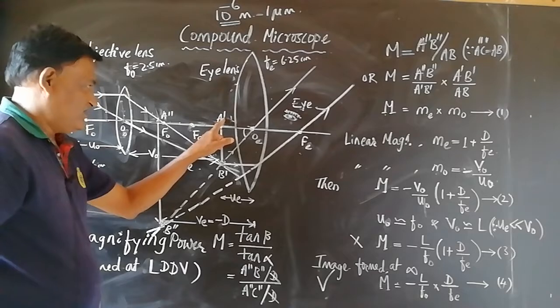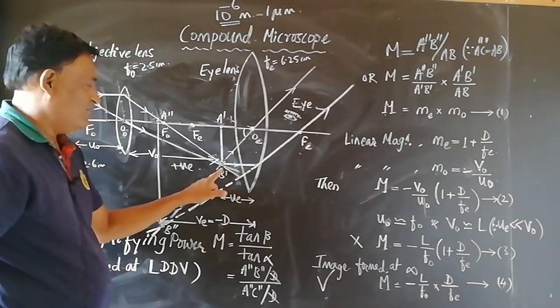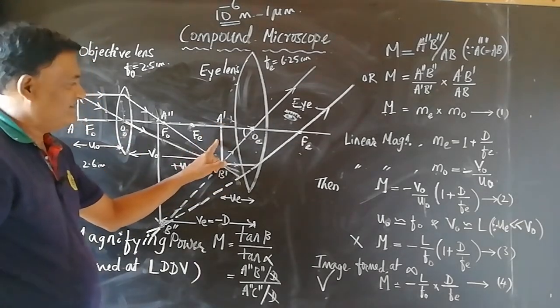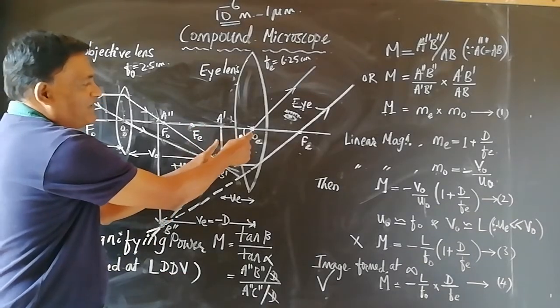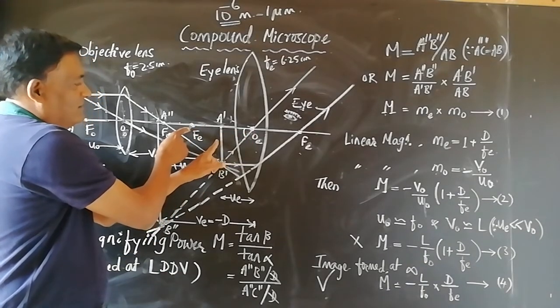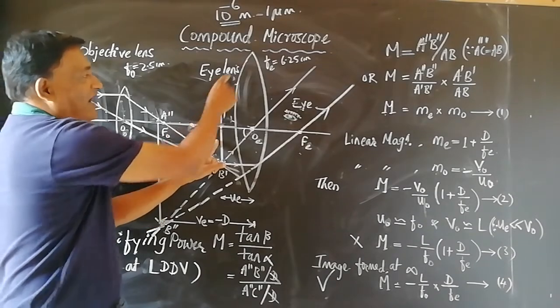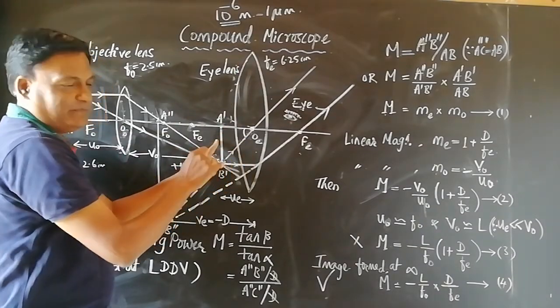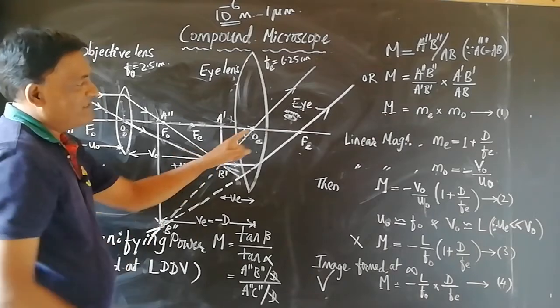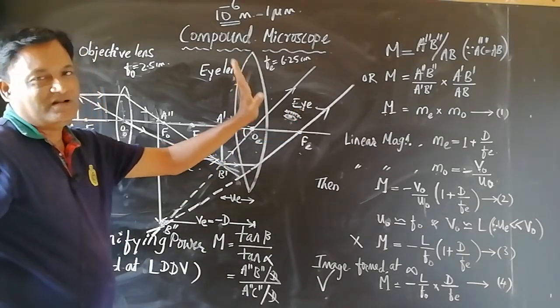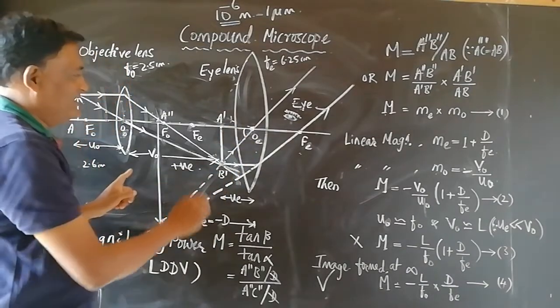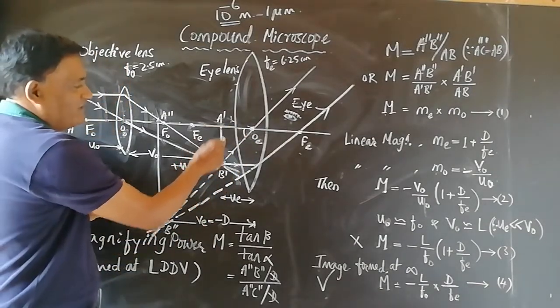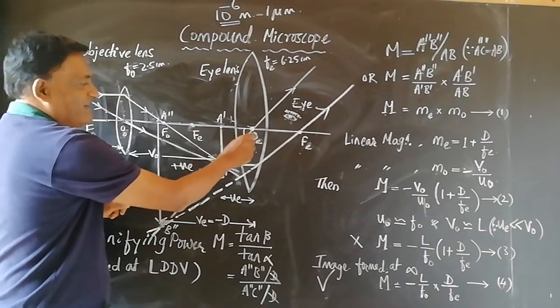This image A dash B dash formed by the objective lens is made to fall between the optic center and the principal focus of the eye lens with the rack and pinion arrangement by the observer. So, the observer, operating the rack and pinion arrangement, adjusts so that this image is formed between FE and OE.